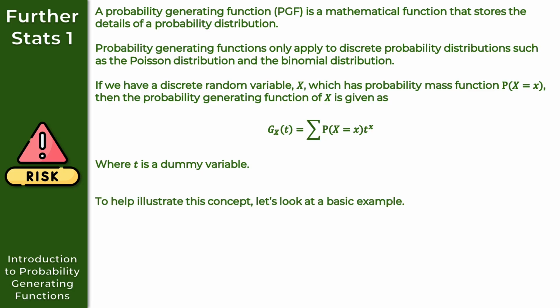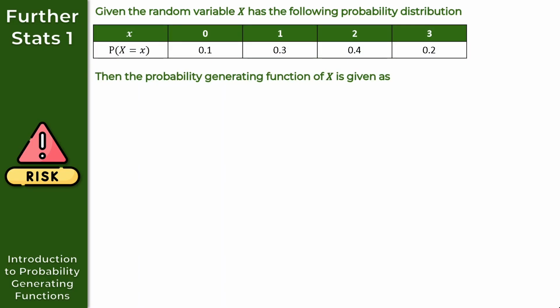So to help illustrate this concept, let's look at a basic example. Let's say that we're given the random variable x, which has the following probability distribution. Okay, so it's in the form of this table. The top row, x, is the values that our random variable x can take. So we've got 0, 1, 2, and 3. And then underneath, we have the respective probabilities. So we've got 0.1, 0.3, 0.4, and then finally 0.2.